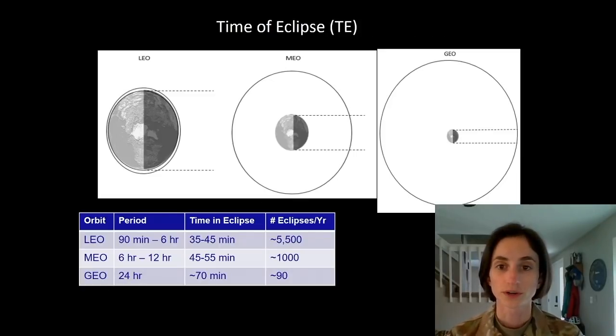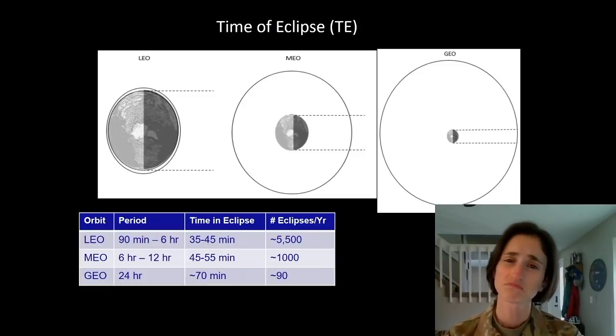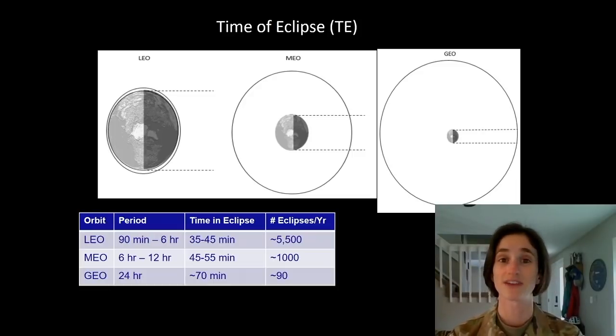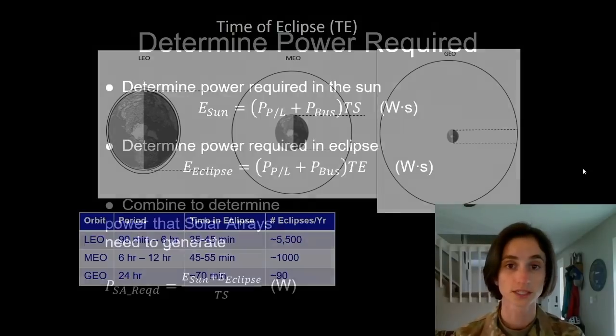Just for fun, here's some different times in eclipse for various orbits. In LEO, 35 to 45 minutes, and you're going to have about 5,500 of these each year. In MEO, our time in eclipse is getting close to an hour, but you're only going to have 1,000 of those per year. And in GEO, where your time in eclipse is 70 minutes, you're only actually going to have 90 eclipses per year. So that's kind of cool.